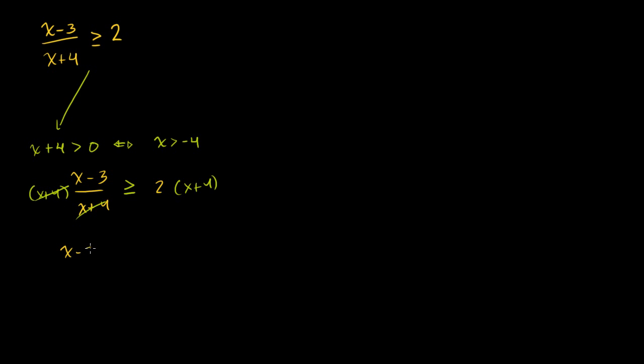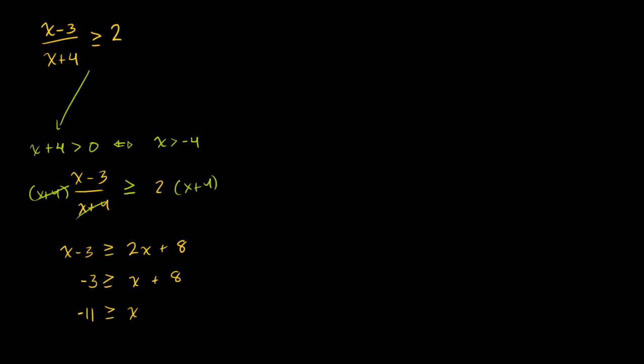Let's see what we get. We get x - 3 is greater than or equal to 2 times x plus 2 times 4, which is 8. And now what can we do? We can subtract x from both sides. We get -3 is greater than or equal to x + 8, right? I just took x from 2x. And then we can subtract 8 from both sides. You get -3 - 8, which is -11, is greater than or equal to x. So if we assume that x is greater than -4, then x has to be less than or equal to -11.